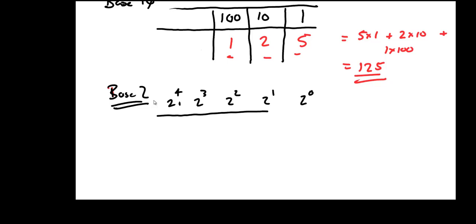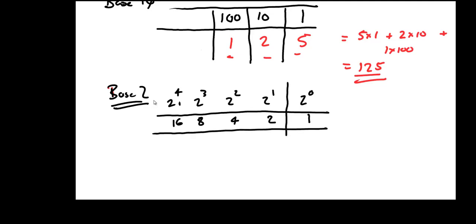And what does that mean? Well, that's my ones column, that's my 2s column, that's my 4s column, my 8s column, my 16s column, and so forth. So now I've got my column headings. How do I do the binary? Well, remember, we've only got 0 and 1 in each column.